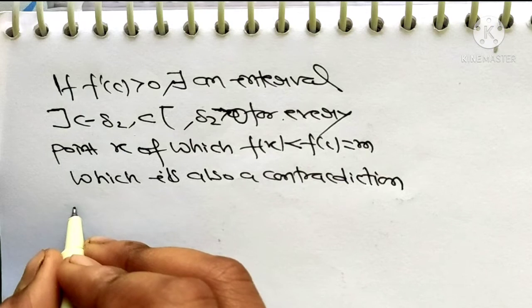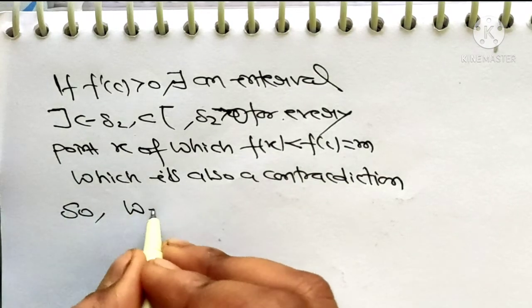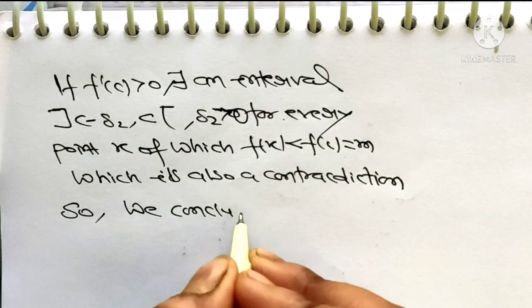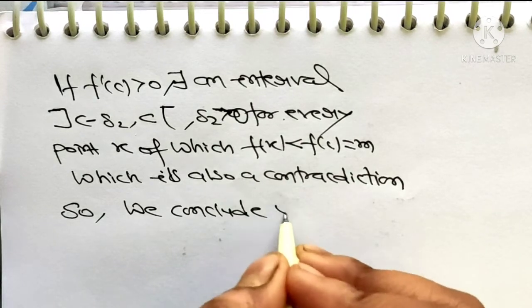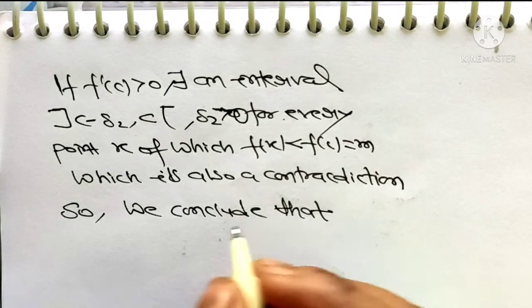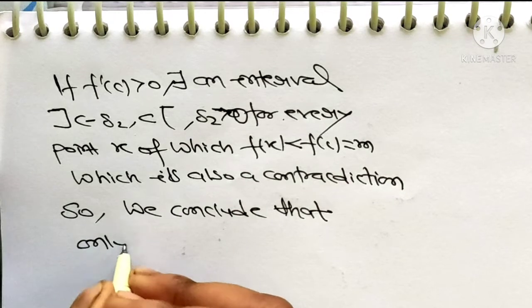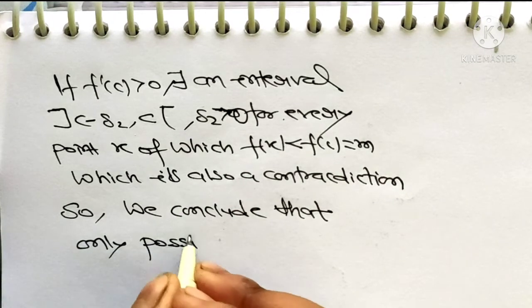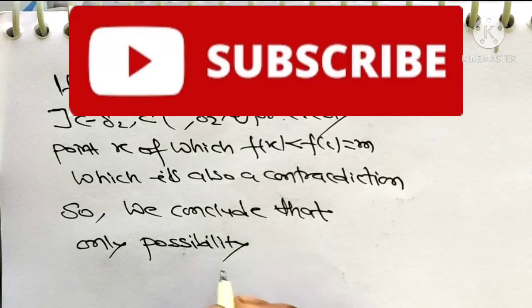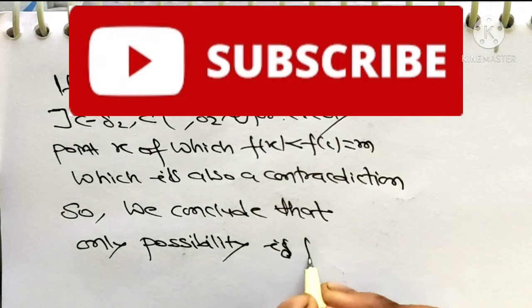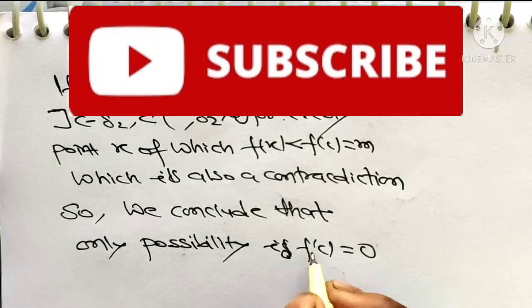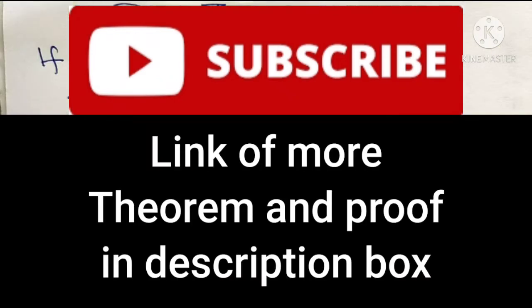So we conclude that the only possibility is f dash c is equal to 0. So guys, this is a proof of Rolle's theorem, which is a very important topic for BSc and NET JRF.